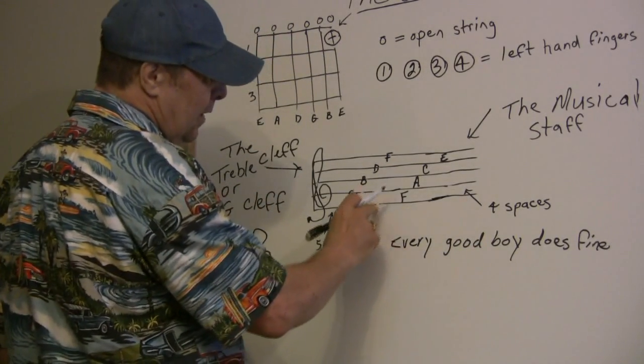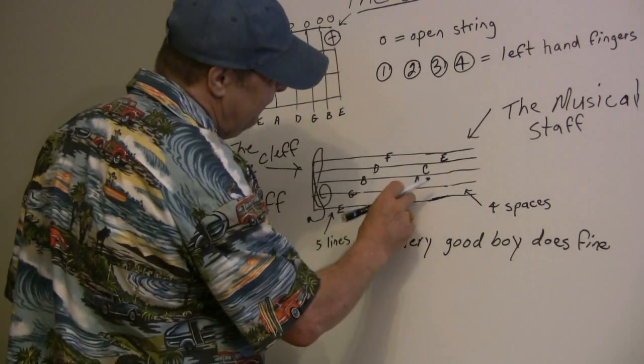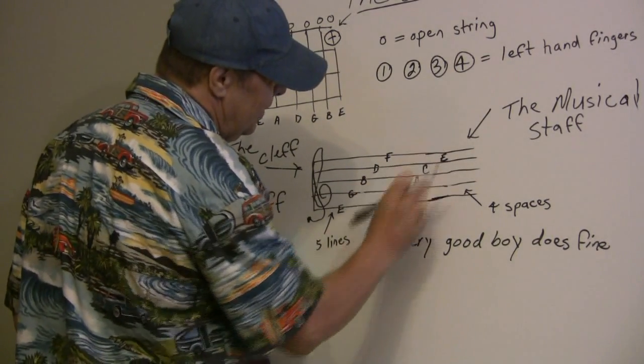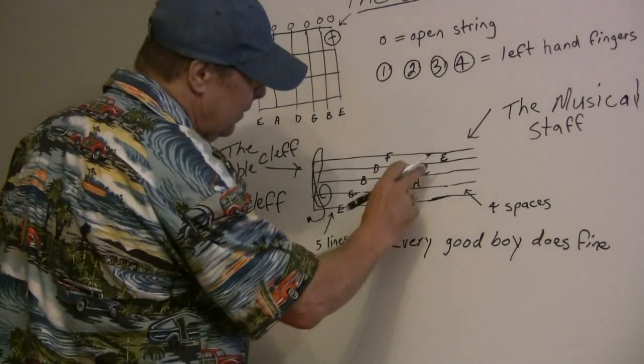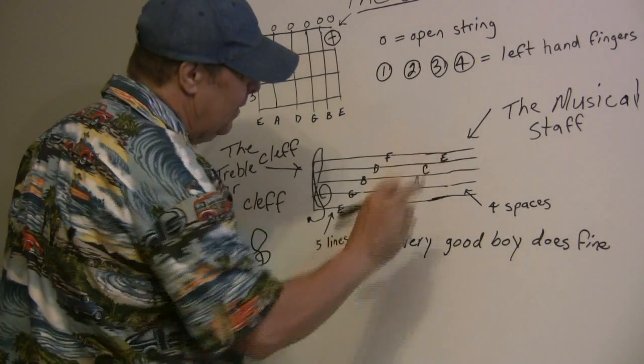Now the spaces are very easy to remember. You just look at it right off the bat. It says face, F-A-C-E. So that's how you remember the names of these spaces for the staff, is F-A-C-E.